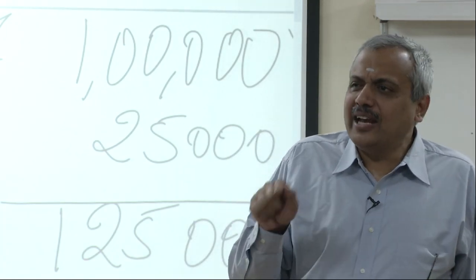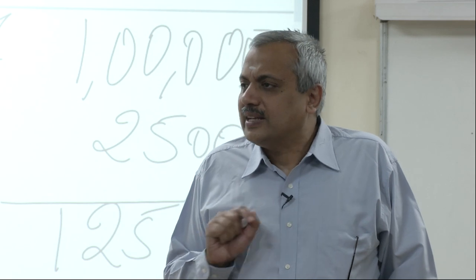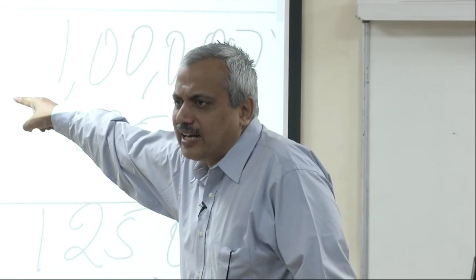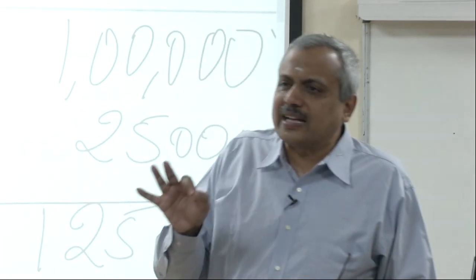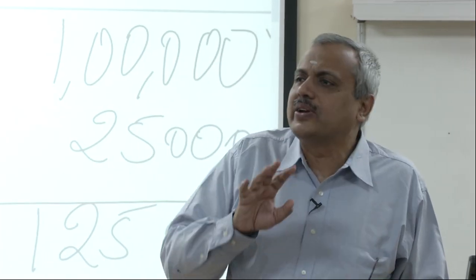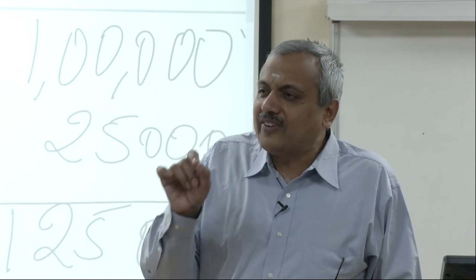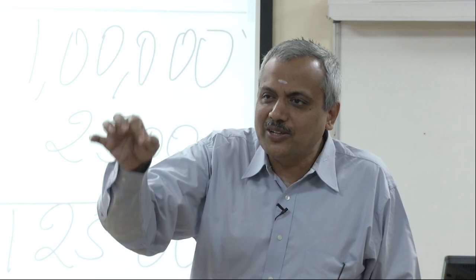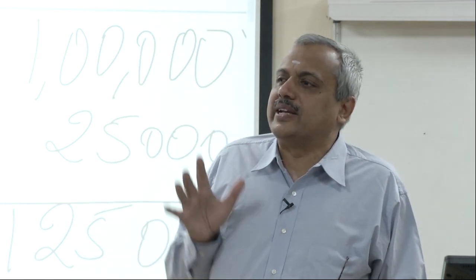Now what is the value of your equity share now? The value of equity share is nothing but this 1,25,000 divided by 10,000. That is 12.5 is the value of your equity share now. That value is what we call the book value of the equity. Please note, that value is what we call the book value of the equity.